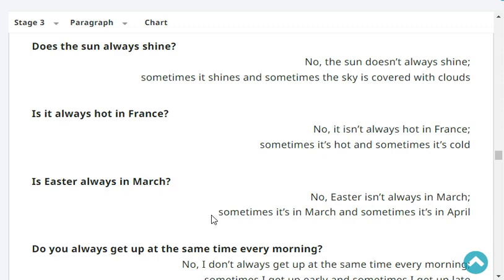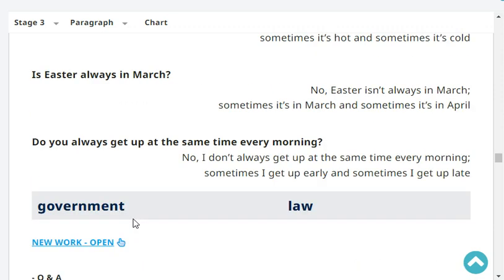Is it always hot in France? No, it isn't always hot in France. Sometimes it's hot and sometimes it's cold. Is Easter always in March? No, Easter isn't always in March. Sometimes it's in March and sometimes it's in April.